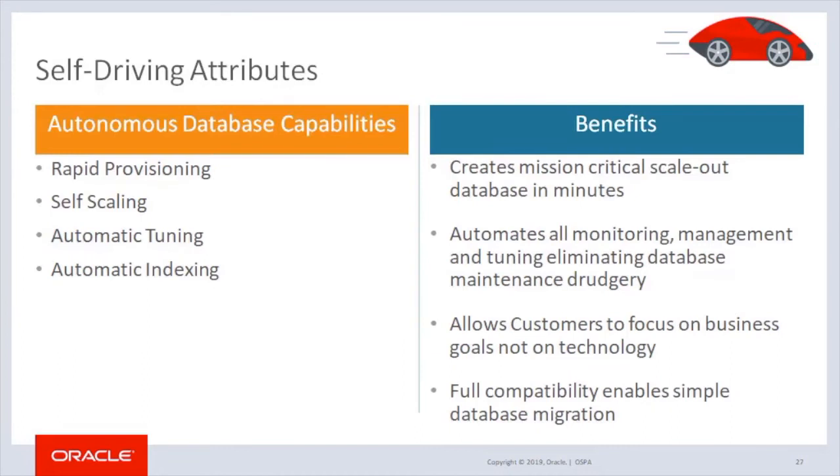The Autonomous Database self-driving capabilities include rapid provisioning, self-scaling, automatic tuning, and automatic indexing. Together, these capabilities provide the ability to provision a database in minutes with automated management, monitoring, and tuning. It gives you time to focus on innovation instead of daily mundane tasks. Let's take a look at the capabilities in greater detail.